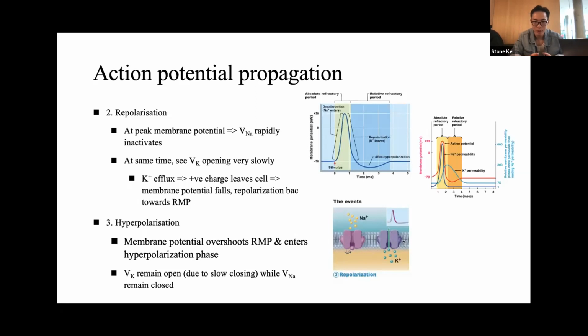Hyperpolarization comes about because these voltage-gated potassium channels are slow to close. So they're open for a bit too long. More potassium will leave than required to get to that resting membrane potential. It'll overshoot and you'll be more negative than you started out with. So that's the hyperpolarization phase.